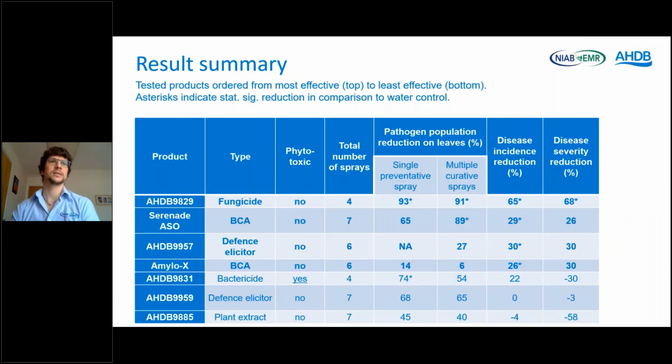So to summarize, we have this fungicide that was sprayed 4 times altogether, and it was really good at single dose and at multiple doses, and it decreased the incidence and severity of the disease. You have the BCA, the Serenade, which as a single spray wasn't very effective, it reduced a little, but as multiple sprays it was quite effective. It reduced incidence significantly by about 30%, and the same with severity, but maybe less significantly.